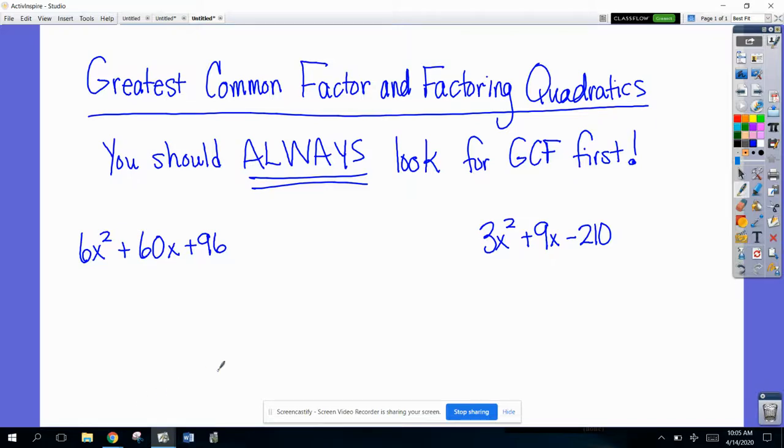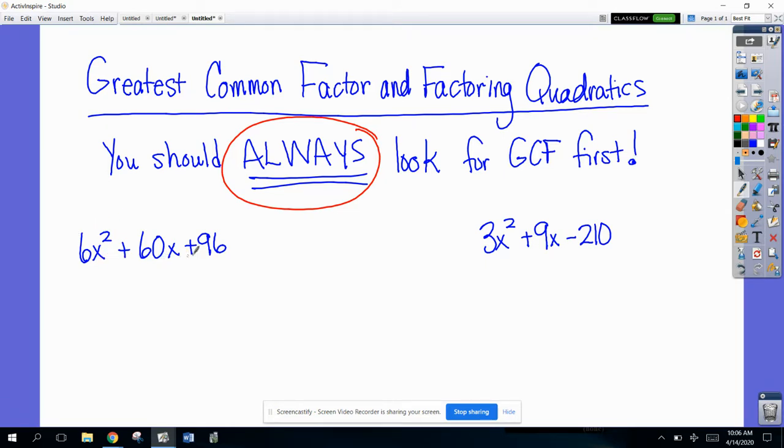Okay, this is greatest common factor and factoring quadratics. It's the first two things put together. So you should always, always, always, in every factoring problem you do, look for the greatest common factor first. So when I look at this guy up here, I've got 6x squared plus 60x plus 96.